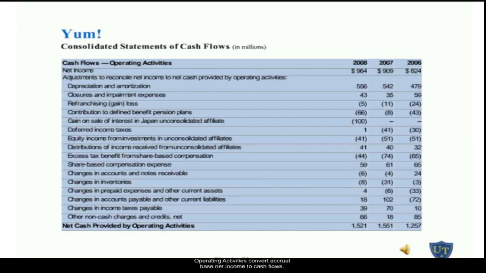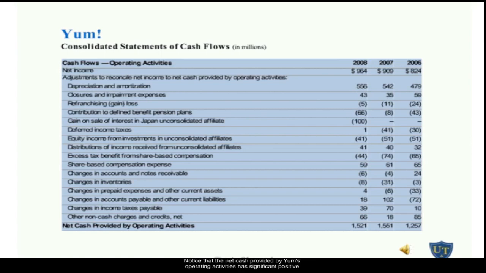Operating activities convert accrual-based net income to cash flows. Notice that Yum's operating activities section begins with net income. This is referred to as the indirect method. So we take the bottom line off the accrual-based income statement and we adjust that to a cash flow amount.